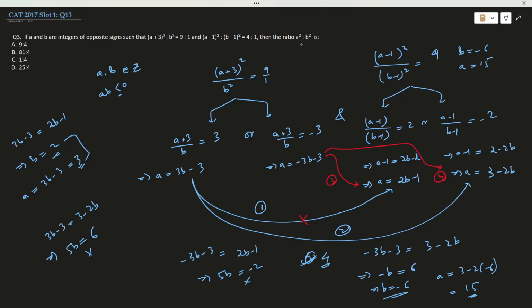I need the ratio of a square is to b square. So I can say (15 by minus 6) whole square. This can be written as 3 into 5, 3 into minus 2, right? And then whole square. That means 25 by 4. 25 is to 4. So the correct answer is option D.